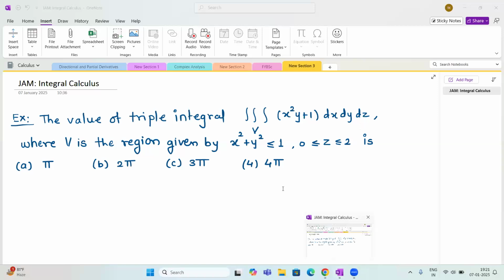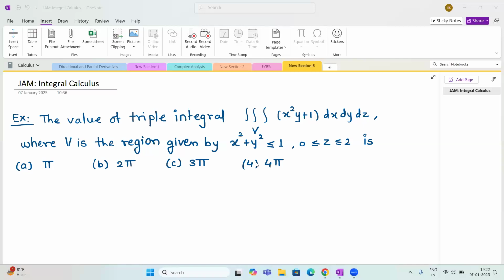My topic is integral calculus. I have taken some problems from last year question papers of the IIT JAM examination, and we are going to discuss problems on double and triple integration and change of the order of integration. All these are points of the syllabus of IIT JAM examination. So I've taken problems from that and we will start to solve.